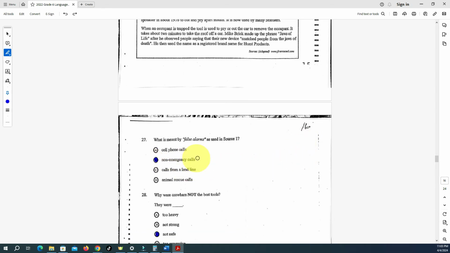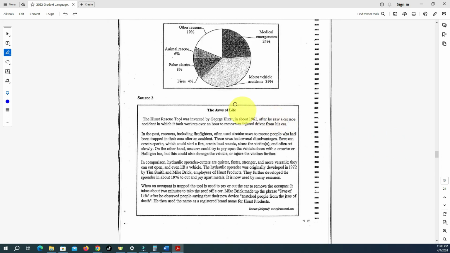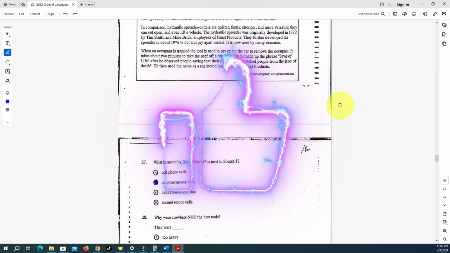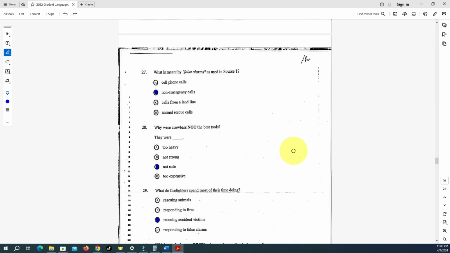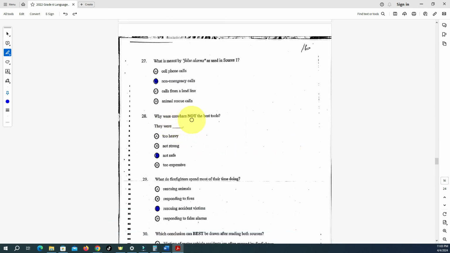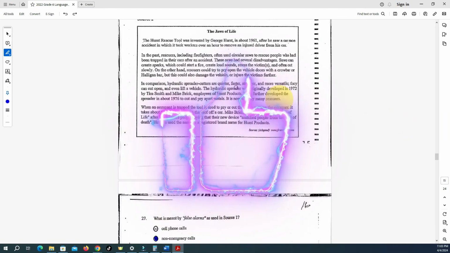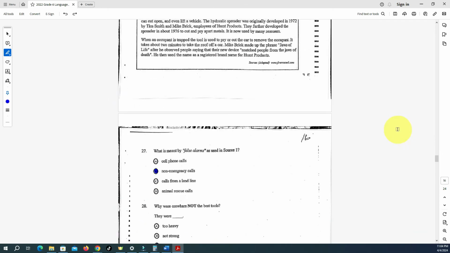I'll say non-emergency calls. So it's an emergency line, so you're calling when it's not an emergency. That's a false alarm. All right, so why were crowbars not the best tools? I would say they're not safe, because remember, you're prying. It stated that it can injure the occupants in the car, right? Remember?